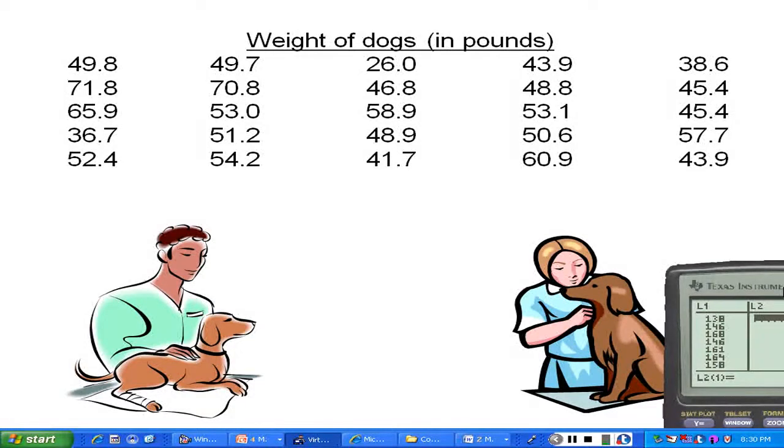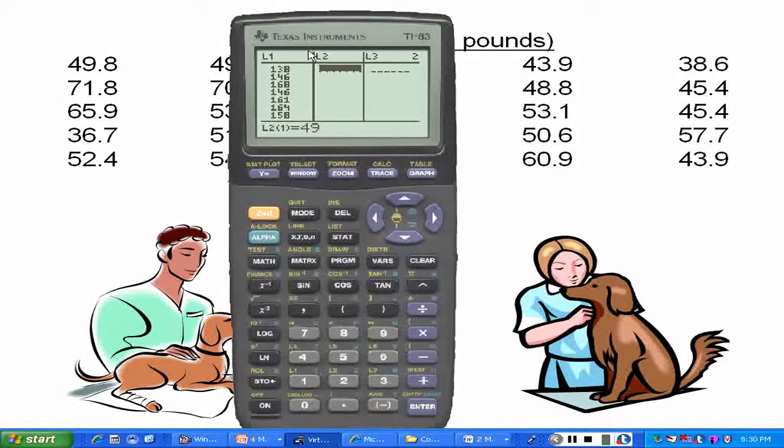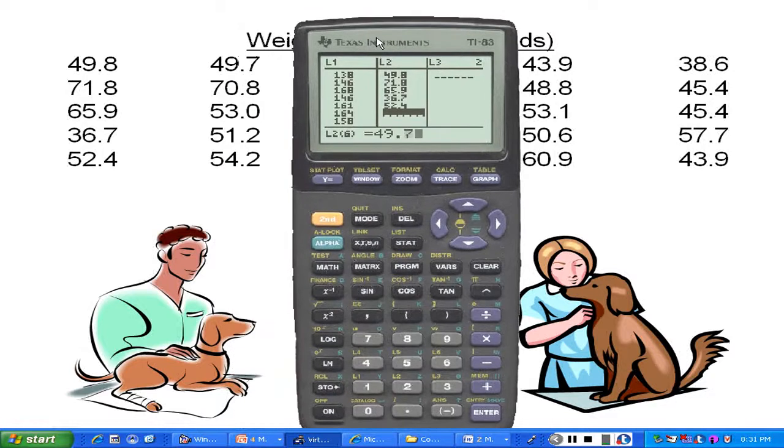Okay, so what we're going to do is enter them into the calculator. Please enter them into the calculator. So it's 49, and I'm doing it in L2, okay? Does that confuse anybody? What I'm doing is using another list. Instead of L1, I'm going to use another list. I have 6 lists, and I can use any of those lists the same way. So I have 71, 65.9, 36.7, 52.4, 49.7, 70.8, 53, 51.2.